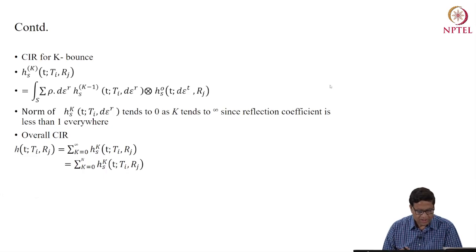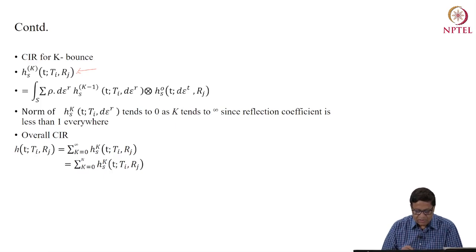Now we need to calculate the channel impulse response from the non-line of sight component. In the non-line of sight component, there will be many bounces. So the light can come to the receiver after one reflection, or two reflections, or three reflections. So this number can go to a very high value, and normally k tends to infinity. So we need to understand or calculate the channel impulse response for k bounces, which I represent as h_s^k(t) from transmitter Ti to receiver Rj.